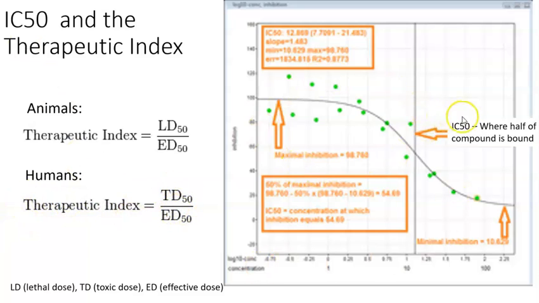One other thing I should mention, the IC50 tells us where about half of the compound is bound to whatever the target is. So it's kind of looking at 100% binding, 0% binding, where is about half of it bound. And that gives us an indication of how effective that inhibitor is, or whatever it is that's going to bind the target. So again, you want that smaller number for the IC50 makes it a better drug.